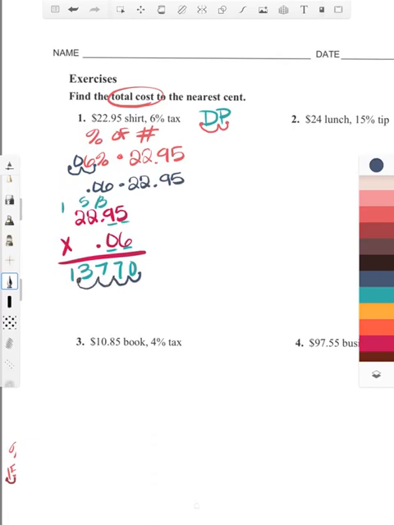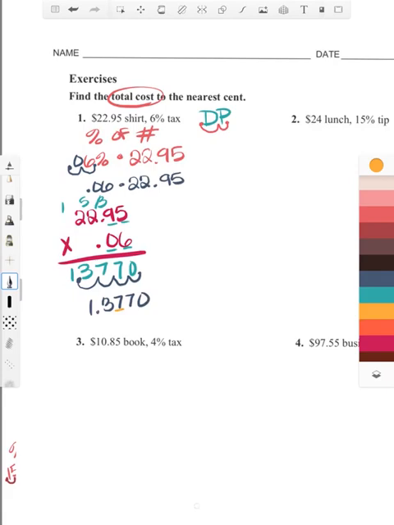And now notice we have 1 and what's that? 3,770 ten thousandths. Now that's not a dollar amount. So this looks crazy. Like, man, how do we do this? But remember, when we're talking about money, we stop in the hundredth place. But it told us to round to the nearest cent.